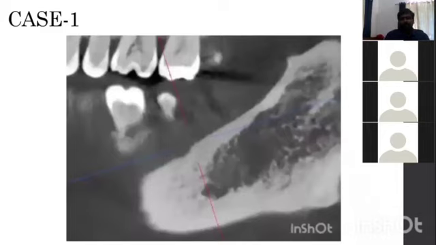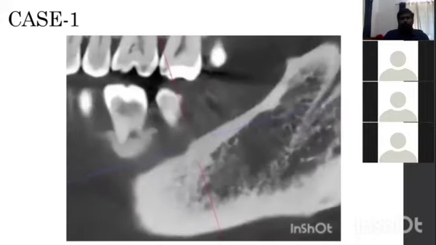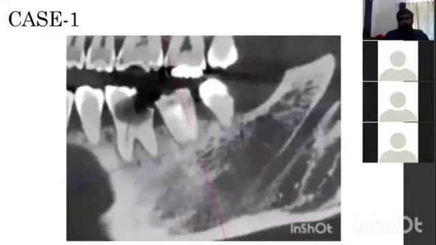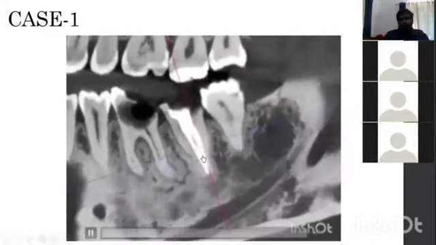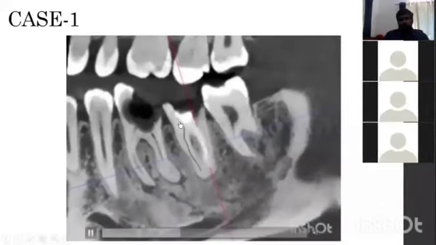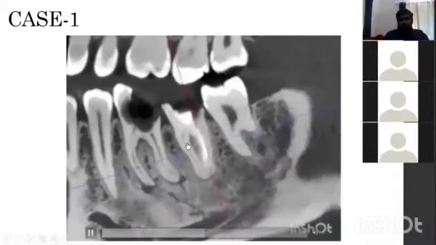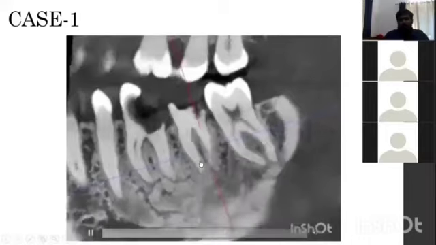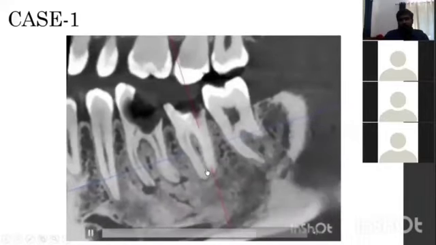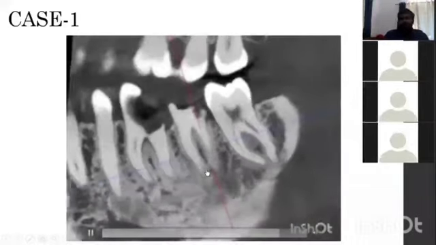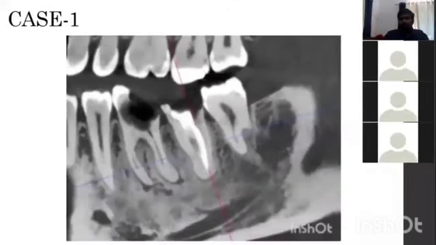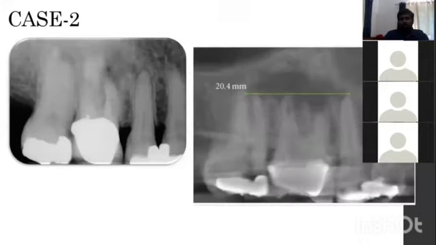And here is a case from our college or department. It's just a video showing the missed canal. One is an endodontically treated tooth, and here the black line denotes the missed canal. You can see the pulp chamber here. Like that, we can have the exact location and measurement of the pathology from the image.